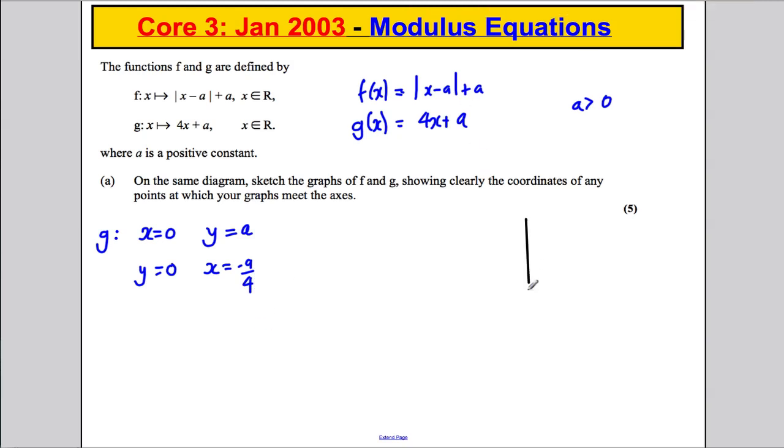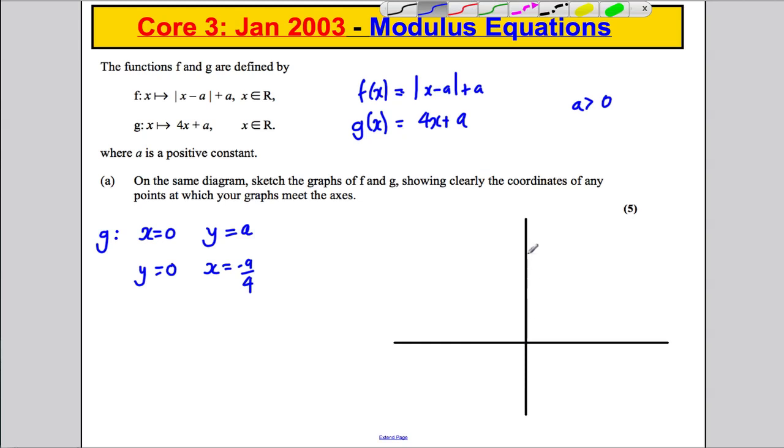Okay, and I'm just going to start drawing that over here. So when x is 0, y is a, a is a positive number, so 0, a is something like this. And when y is 0, x is negative a over 4. So here we've got another point here, negative a over 4, 0. We've at least drawn in the easy part to this question. It looks something like that. And we would label that as maybe g of x.